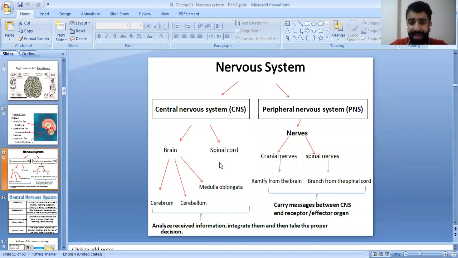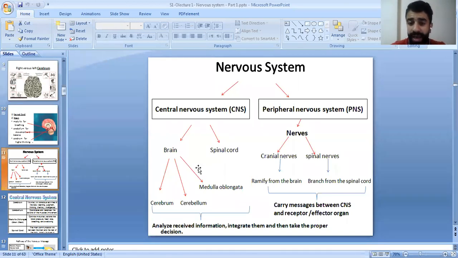This slide is a very important slide. As I said, the nervous system is divided into two main parts: the central nervous system and the peripheral nervous system. The central nervous system is composed of the brain and the spinal cord. The brain is divided into cerebrum, cerebellum, and medulla oblongata. They receive information, integrate it, and then take the proper action for the body.